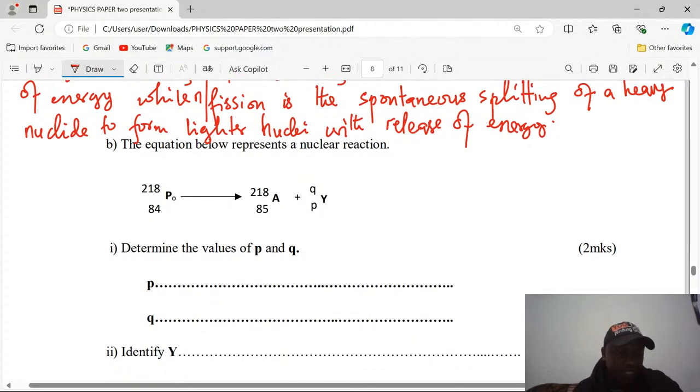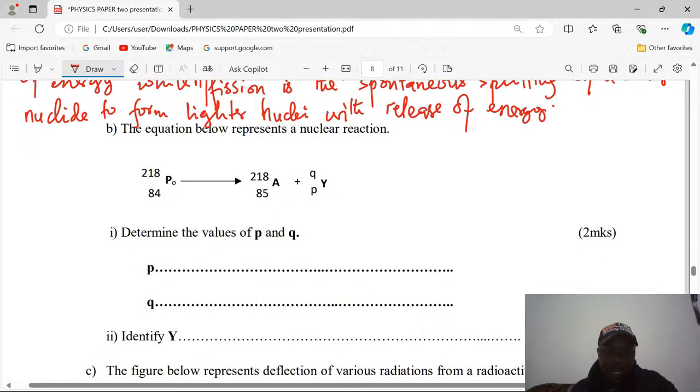We have, okay, this might be polonium or palladium or whatever it is, Po, undergoing some nuclear reaction to become A. Then we can see plus a radiation which has been released. Let's now look at the questions. Determine the values of P and Q.